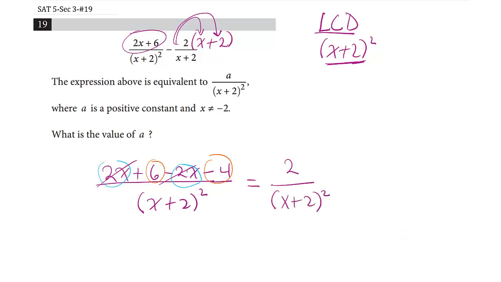Now remember, this question was asking us for the a value, which happens to be the numerator here. So our answer to this question is 2. And it's a free response question because there are no multiple choices. So enter 2 and grid in the appropriate circles.